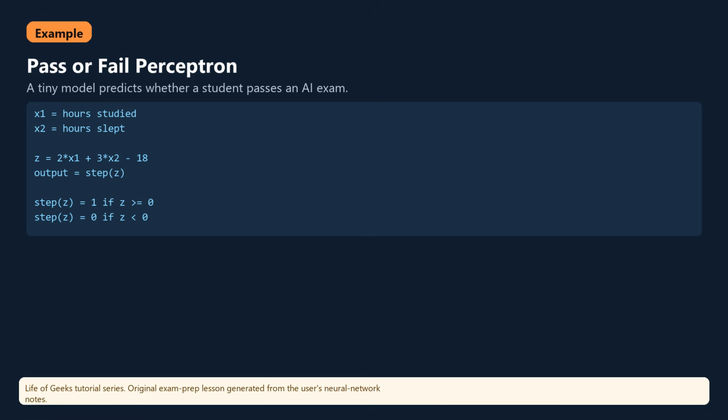This example is not meant to be a real education model. It is meant to make the mechanics visible. The weight 2 says study hours matter. The weight 3 says sleep hours matter even more in this toy formula. The negative bias, minus 18, creates a threshold that the student must overcome. For exam questions, this kind of setup is common. You will usually be asked to substitute numbers and decide the output.